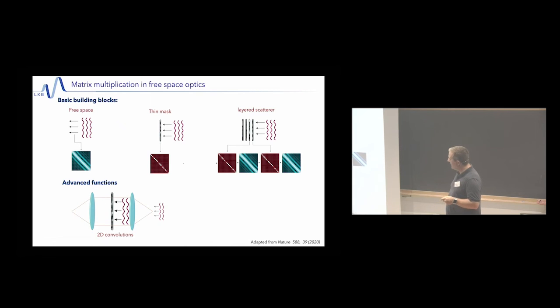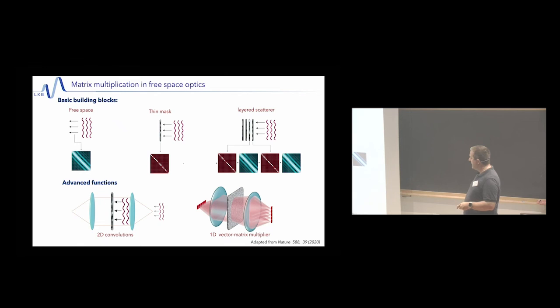Okay, so you can make advanced functions. For instance, if you combine propagation by some distance length, propagation by the focal distance, you get a Fourier transform. And if you now combine one Fourier transform, one mask, one Fourier transform, you have made a convolution. So you can very easily do, for instance, optical convolution with free space propagation and a mask.